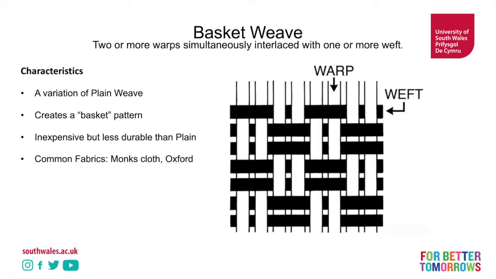It's inexpensive but less durable than plain because the gaps between the weave are larger than they are for plain. That means that as it's on the body, for example, it moves around and the gaps become looser and looser, and therefore the threads become thinner and thinner because they abrade against each other and they can wear through. And there are some common fabrics here like Oxford that use basket weave.